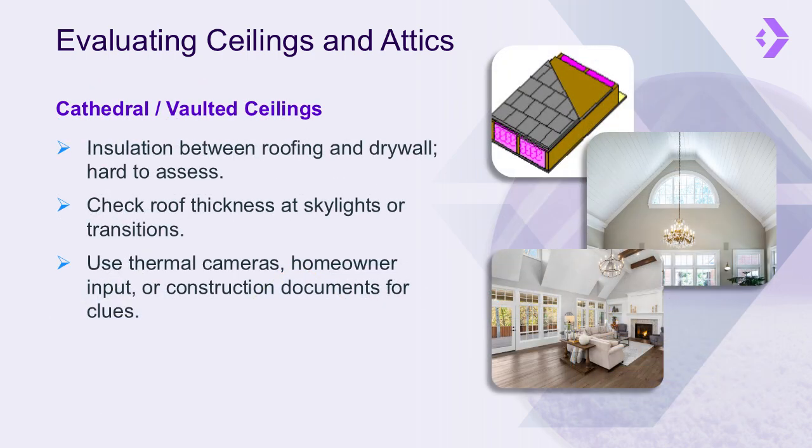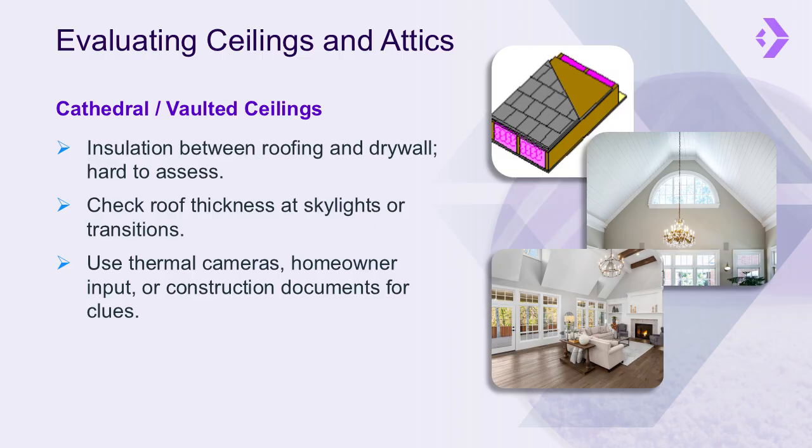Like walls, the insulation is fully contained between the roofing material and some form of internal drywall or sheathing. These are the hardest to determine. See if you can make out the total roof thickness as a general guide, perhaps at a skylight, or some transition point in the roof line, or at the gable end. See if the homeowner knows, or if there are construction documents you can refer to.